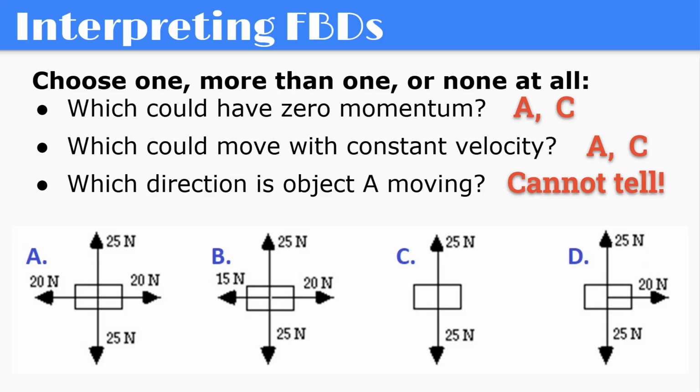Any of these could be moving to the left. Any of these could be moving to the right. Any of these could be moving up. Any of them could be moving down. Only 2 of them could be sitting at rest, A and C. The other 2 would have to be accelerating. Okay, so they wouldn't be sitting at rest, but they could be moving in any direction.